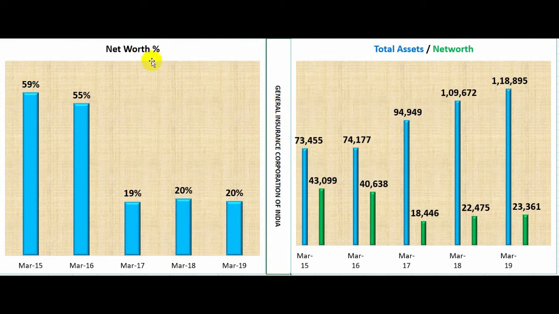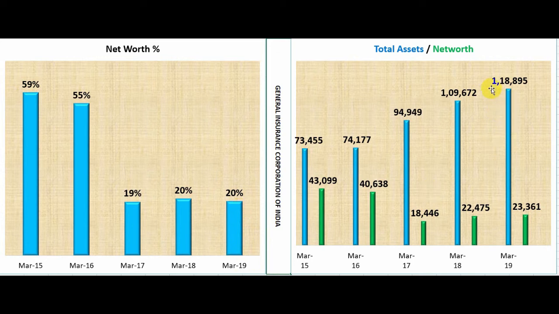Let's look at the net worth as a percentage of total assets. This is the equity plus the reserves that I mentioned earlier, and what portion of the total assets it is occupying in the balance sheet. So we want this to be as high as possible. In March 15, the net worth occupied around 59%, which has now dropped to 20% in March 19. So the balance 80% of the balance sheet size is going to the premium that the company is receiving.